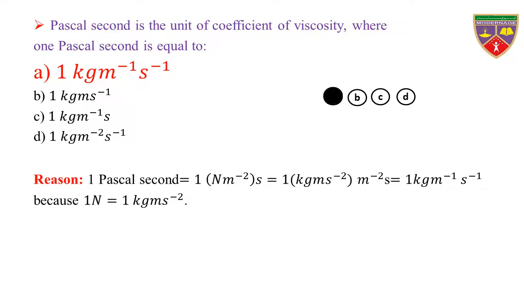Reason: 1 Pascal second is equal to 1 Newton per square meter into second. But Newton is equal to kilogram meter per second per second. Therefore, 1 Pascal second is equal to 1 into kilogram meter per second squared into per square meter into second, which is equal to 1 kilogram per meter per second, because 1 Newton is equal to 1 kilogram meter per second squared. Hence, 1 Pascal second is equal to 1 kilogram per meter per second.